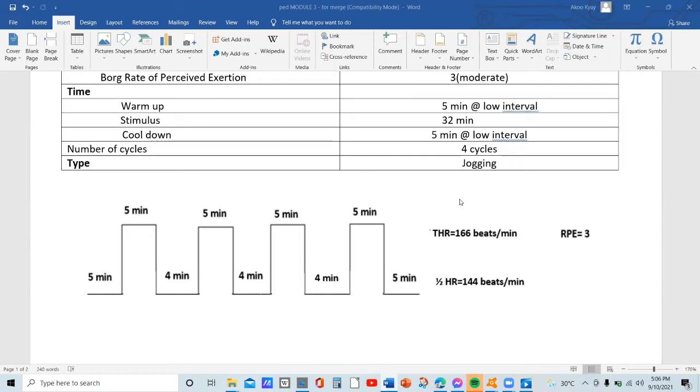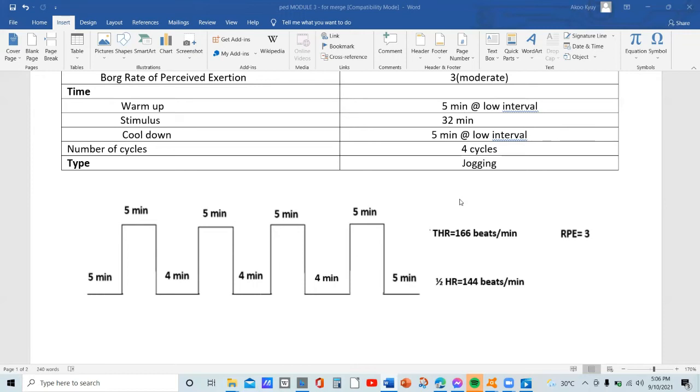The type of physical exercise I have chosen is jogging because it does not require any equipment at all, and aside from that, it is easy to perform and convenient. So far, that's only for my cardiovascular conditioning.